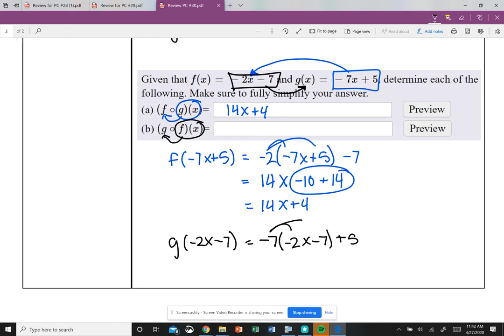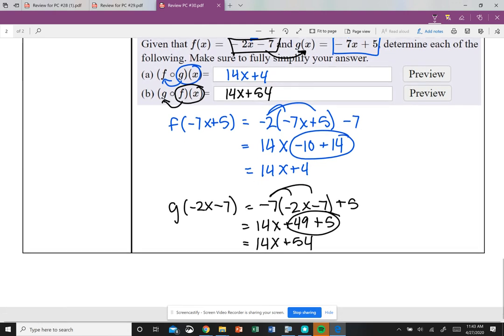Then we take our -7 and we distribute. So -7 times -2 is a positive 14x. -7 times -7 is a positive 49. And then we just have the plus 5 at the end. So then we combine like terms, 49 plus 5, and we get 14x plus 54. So then I put 14x plus 54, and that's my final answer.